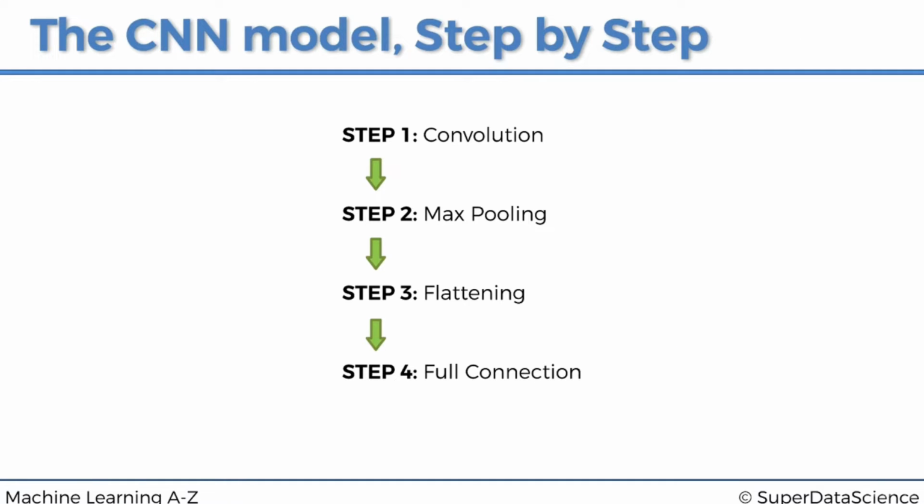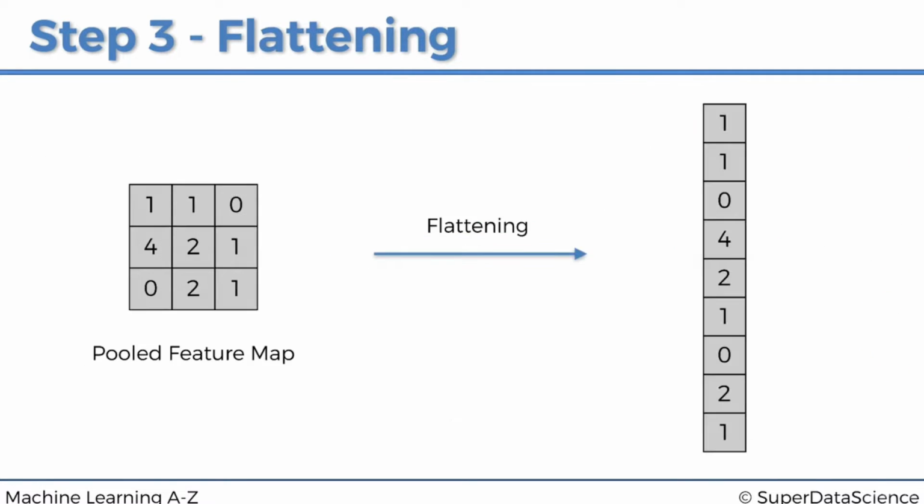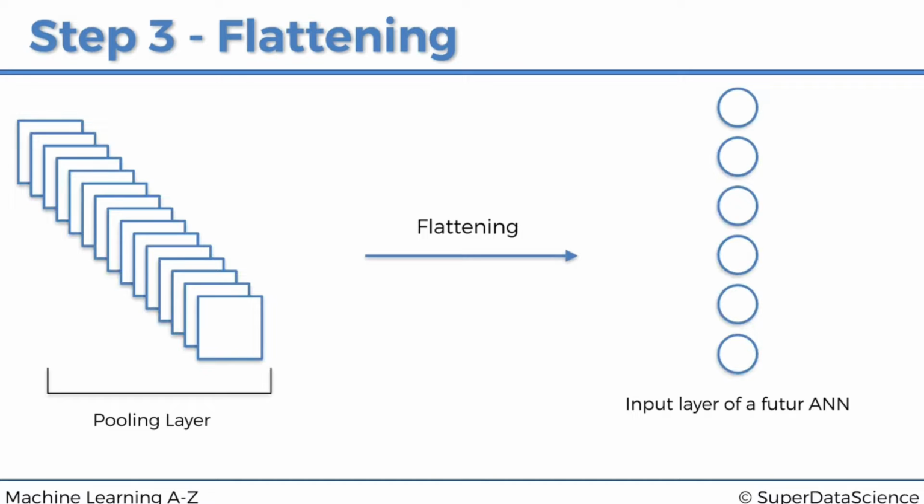Alright, we completed 2 steps out of 4 and today is about the third step, flattening. This step is a crucial step to understand because basically it consists of taking all our pooled feature maps and putting them into one single vector. This is going to be a huge vector, of course, because even if we reduced the size of the feature maps and divided them by 2, we still have many pooled feature maps.